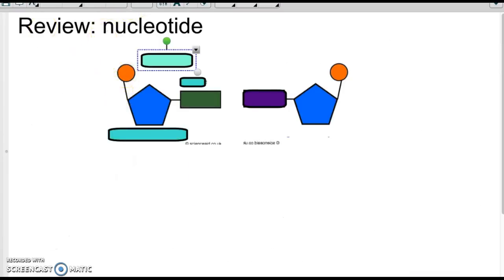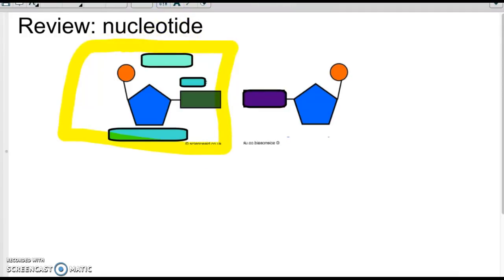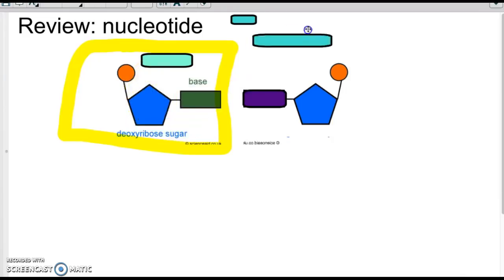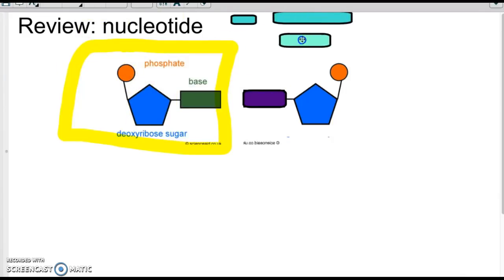So again, DNA is made up of repeating nucleotides. So this is a nucleotide, and you need to know what are the monomers that make up the nucleotide. So we have our nitrogen base. This could be an A or a T or a C or a G. And then we have our deoxyribose sugar. And then we have our phosphate group.